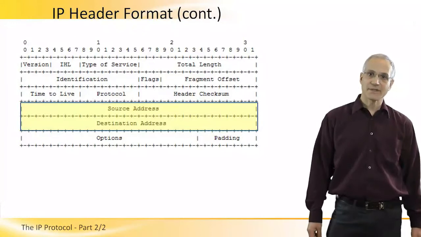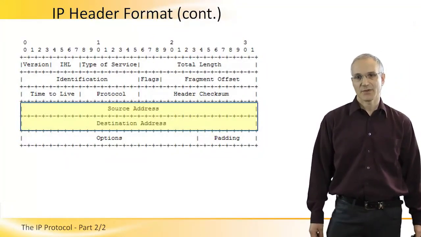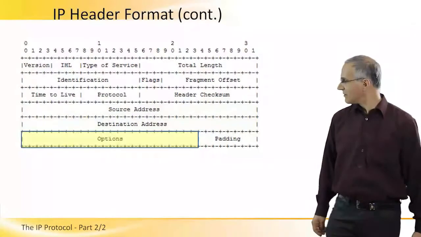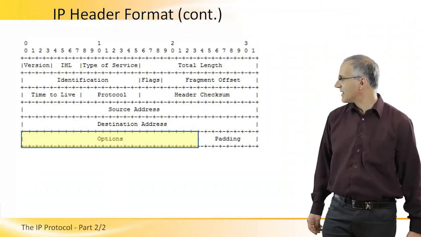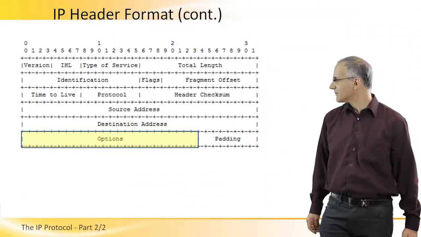The next bytes are the source and destination IP addresses for the packet. And finally, there's an option field, which can be of variable size. And at the end of this option field, there's padding to words of 32 bits.